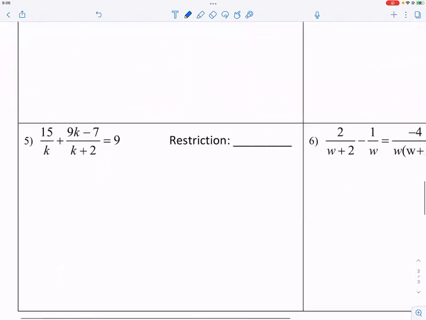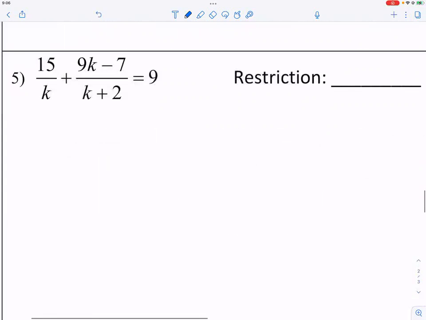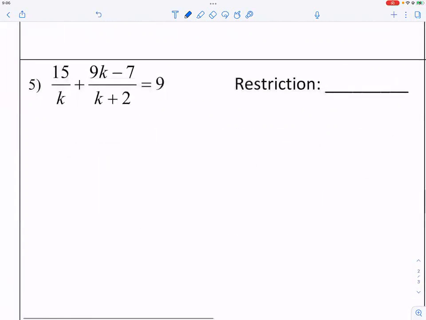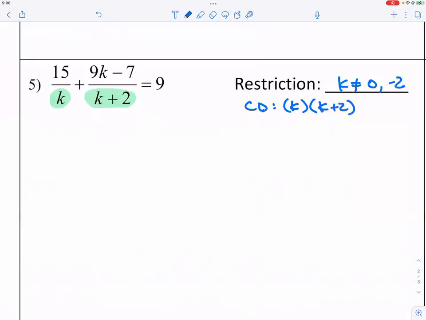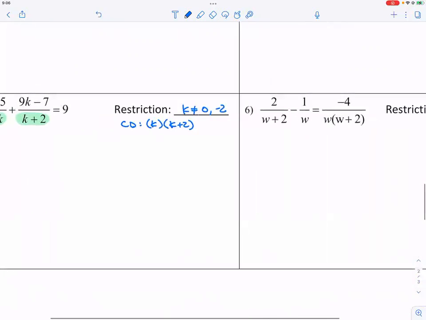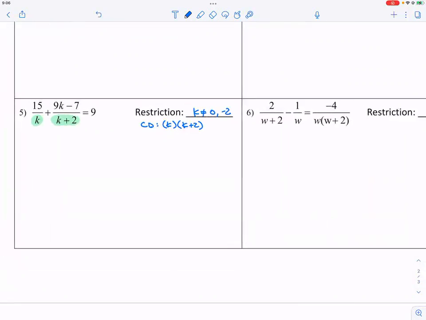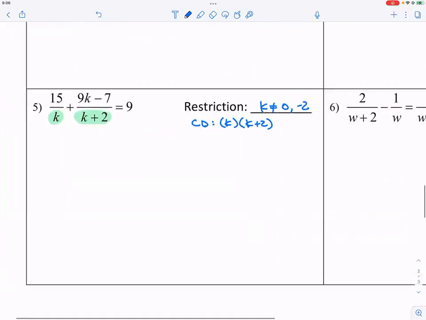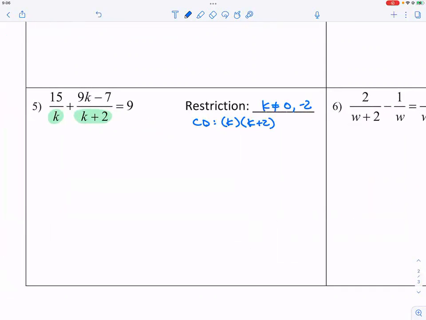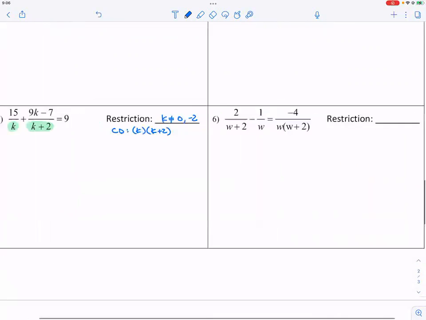Then for number 5, you have 2 fractions here. You have a fraction with k and the other fraction with k plus 2. So the common denominator must be k and k plus 2. The restrictions would be k cannot be 0 or -2. So that would be for number 5. K times k plus 2 would be your common denominator.